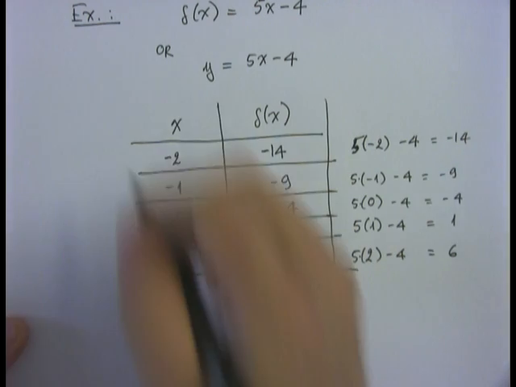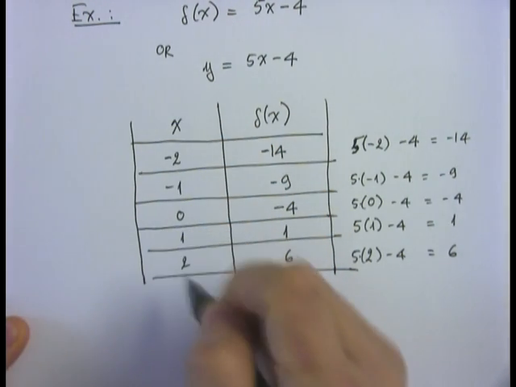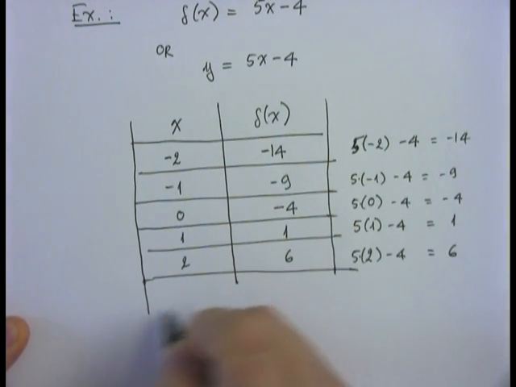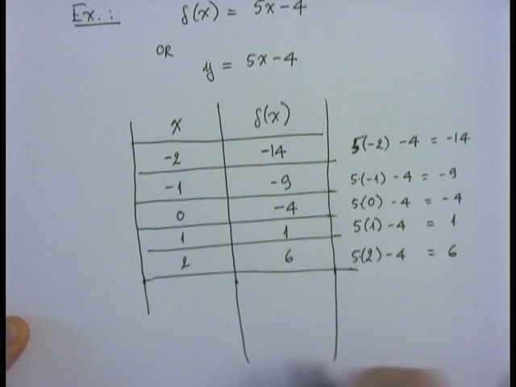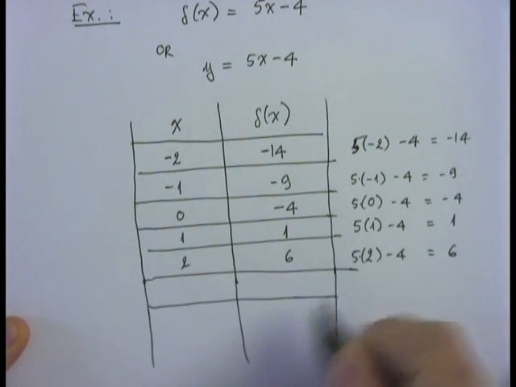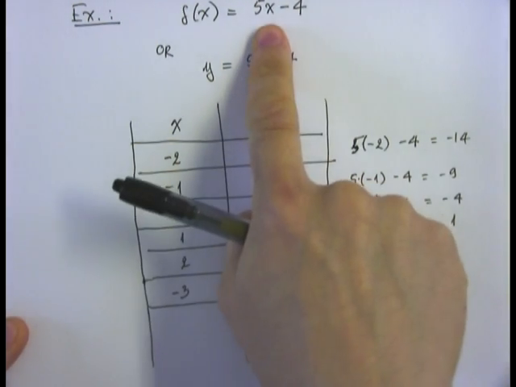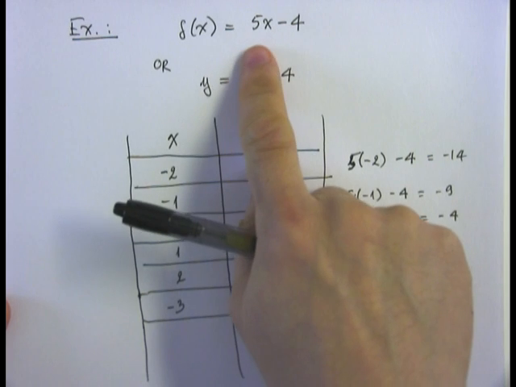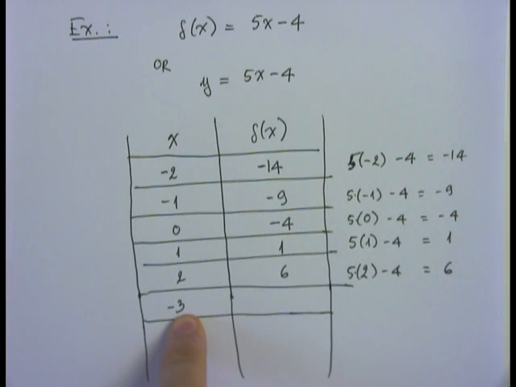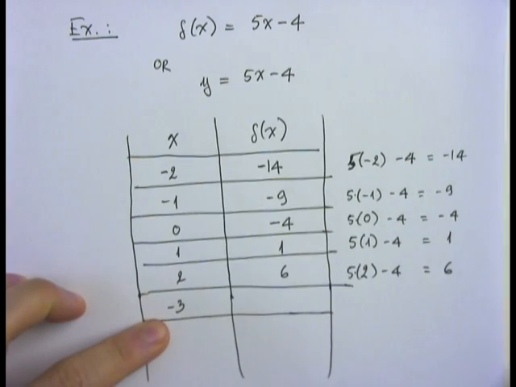Now, the question here is, do we stop our table here? Can I choose x equals -3? And the answer this time is sure, why not? Because we do know the rule for the function. Any value you can try for x, you can always rely on the rule to get an output value.